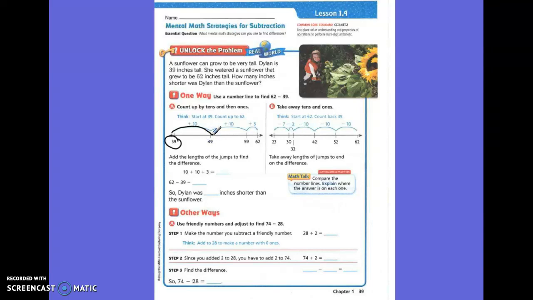And then if you jump another 10, you get to 59. Now, if you jumped another 10, you get to 69. And that's too many, right? So we have to go from 59 to 62. And how many more would you need to jump to get there? 3. Now, to find the answer, you have to add the jumps. 10 plus 10 plus 3. What is 10 plus 10 plus 3?